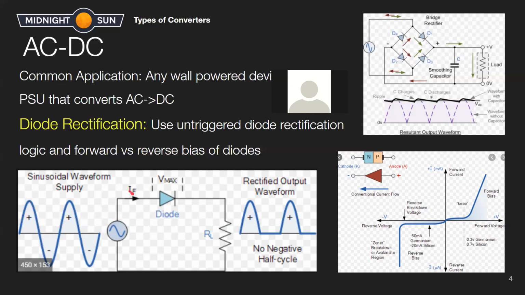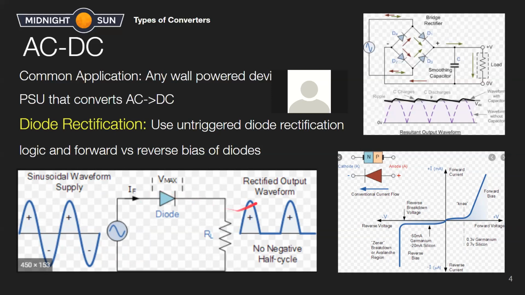So if this is IF, let's pretend the direction positive is this way, right? So let's pretend this is a positive voltage reference, right? So anything on the positive side of the sine of this waveform will make our diode conduct because we have a difference in potential from anode to cathode.